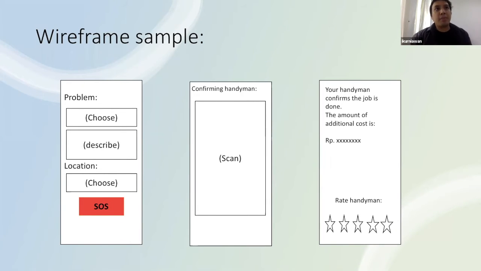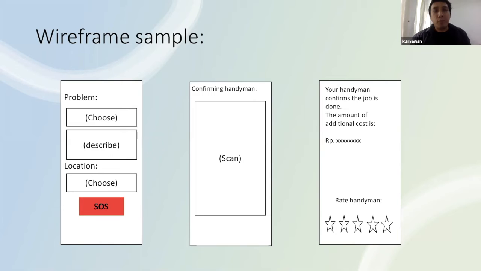In this example, the issue is, I have a broken pipe or broken electricity wiring in my house, and I cannot find a handyman to fix it easily because I have no knowledge about that. I don't have any experience in doing that, and so on. There are many reasons. That's why this app comes in handy in solving my problem.